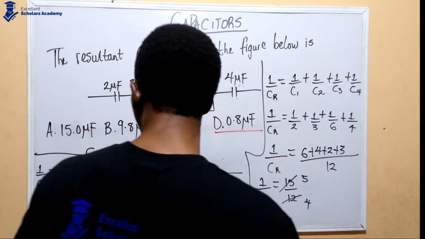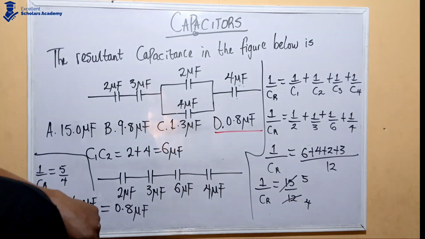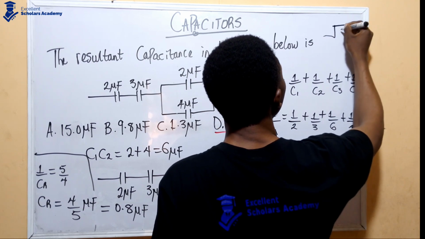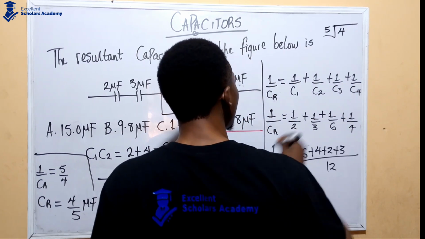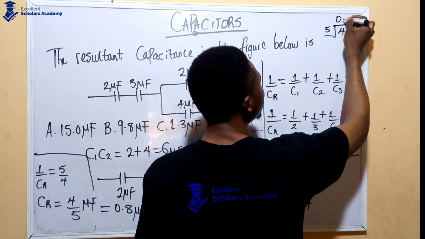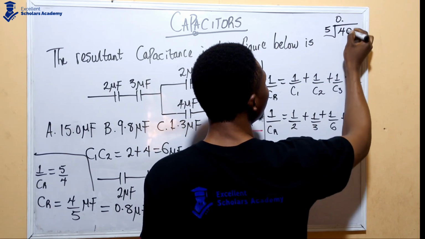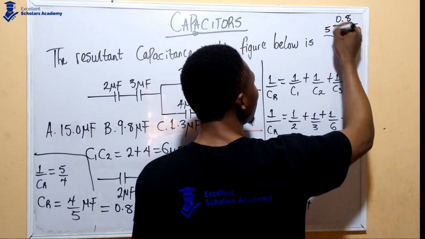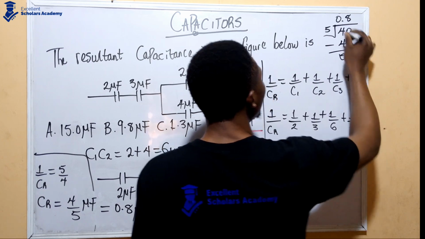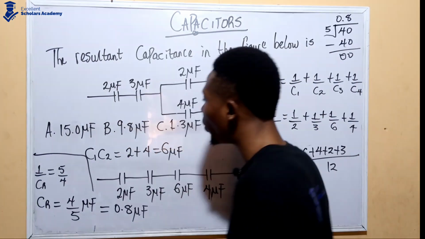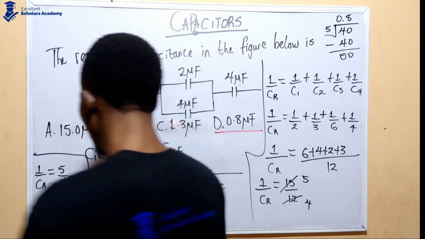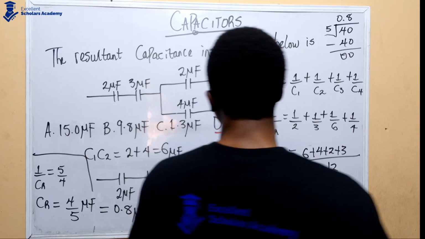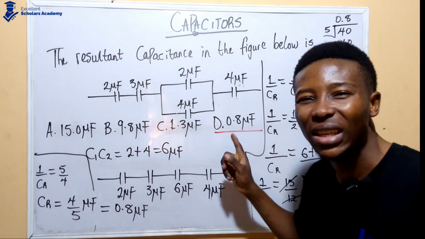You might be asking me, how do I convert fraction to decimal? Now let's quickly do that. So this is 4 divided by 5. Now 4 divided by 5, of course, is not possible. Put your 0 point, put a 0 at the back of this 4. Now 40 divided by 5, that gives you 8. So you put your 8 here. 8 times 5, that gives you 40. 40 minus 40, that gives you 0. So 4 divided by 5 is 0.8. 0.8 microfarad is the resultant of these capacitors connected here. So the resultant capacitance in the figure below is 0.8 microfarad.